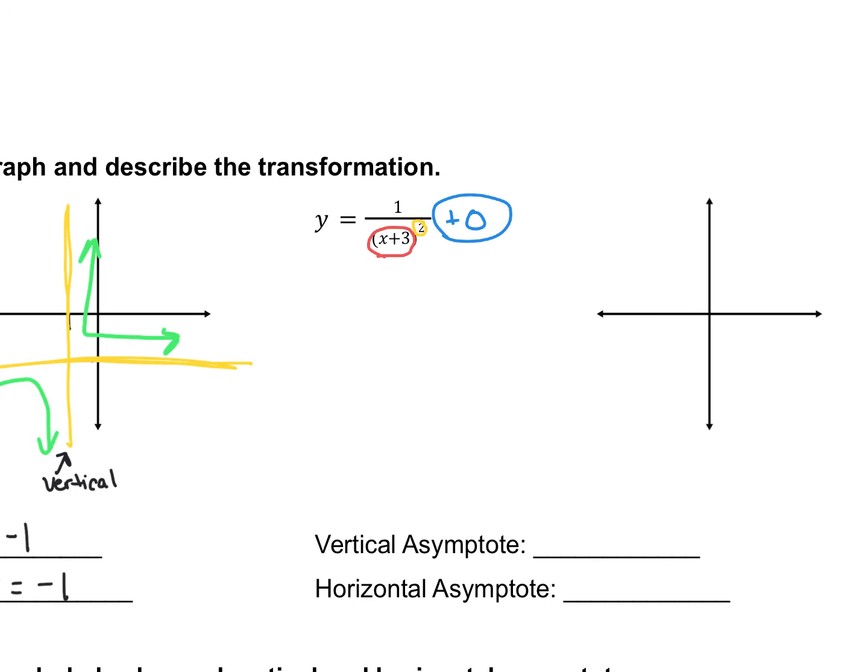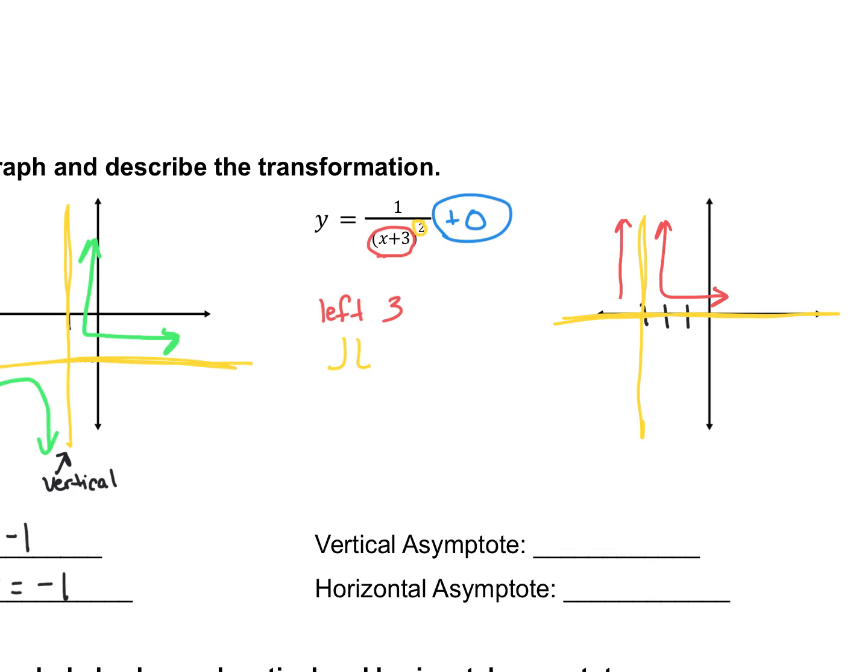The x plus 3 is going to tell me to go left or right. Since it's a plus, we are going to go left 3. This plus 0 tells me to go up or down 0, so I'm not going to write that. And then that squared is going to tell me that they are both upwards. Okay, so let's go ahead and mark this. Left 3, 1, 2, 3. Draw your asymptotes. One's at -3, and the other one didn't move, so it's at 0. Okay, and then I can draw my graph.